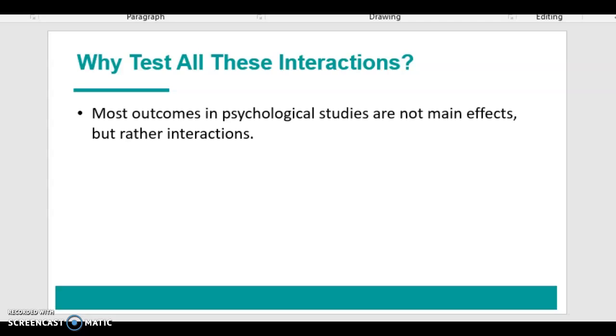Why do we test these interactions? Because most outcomes are not simply main effects. They are rather interactions, and that is what we are very interested in.